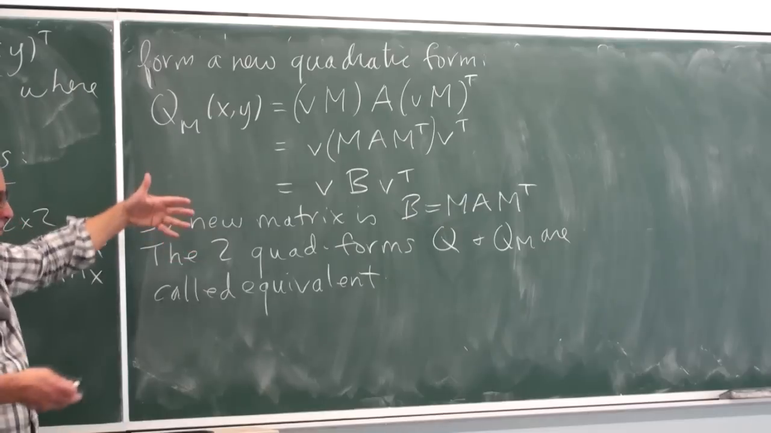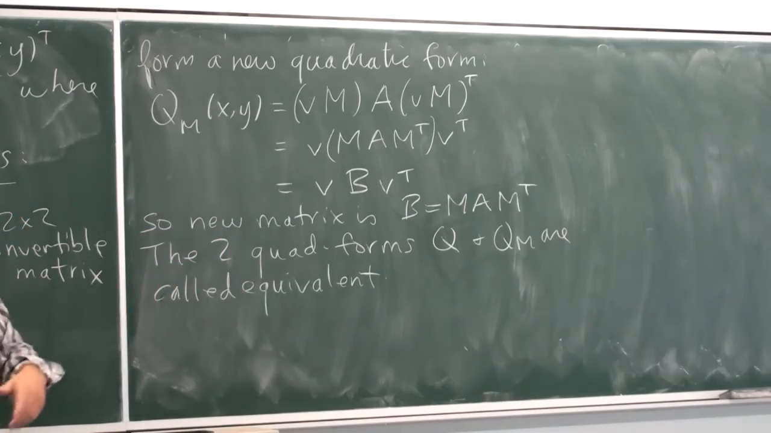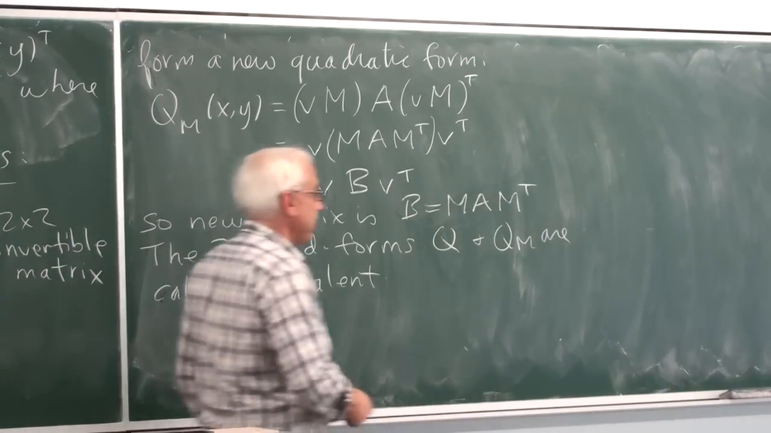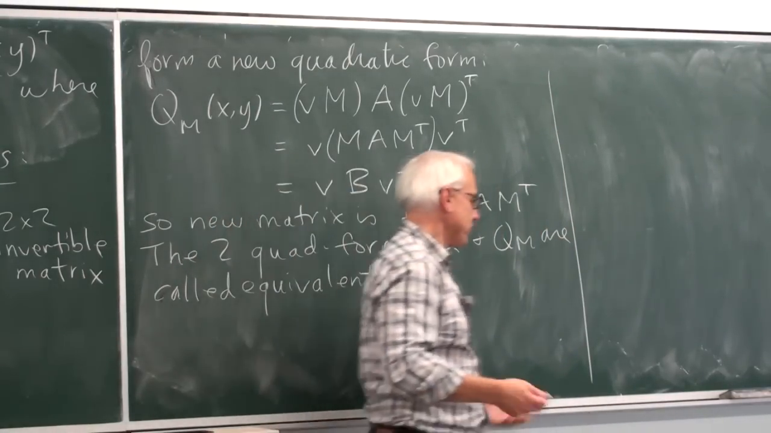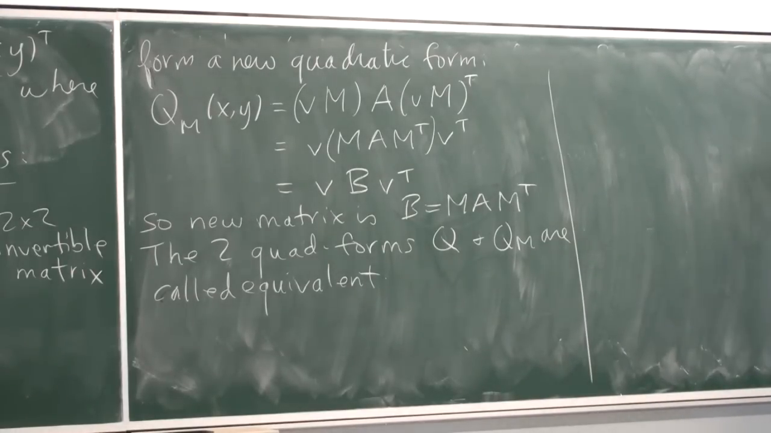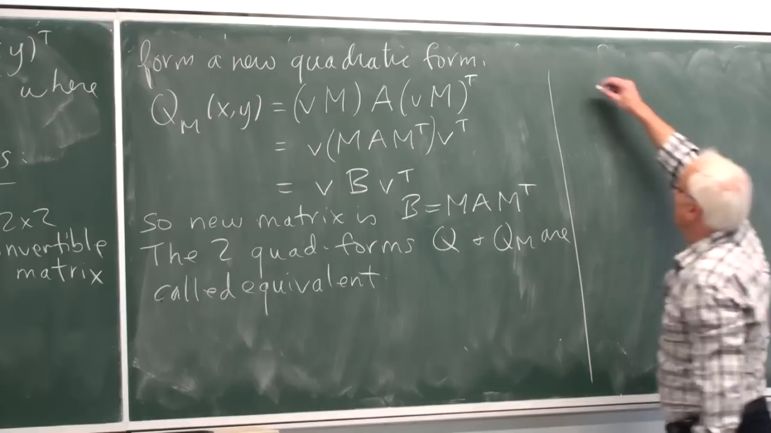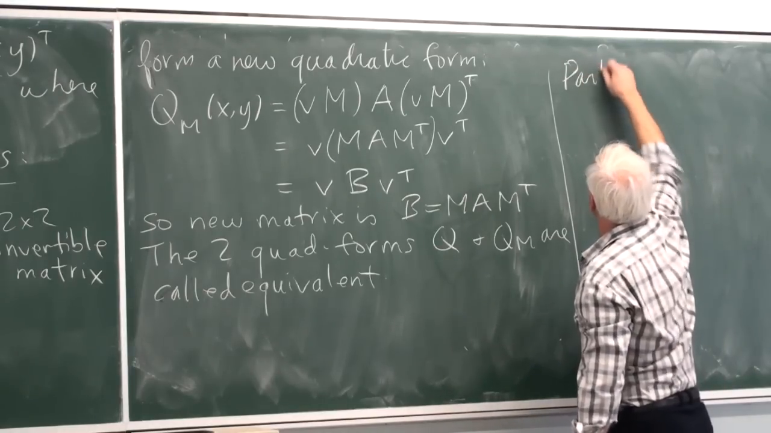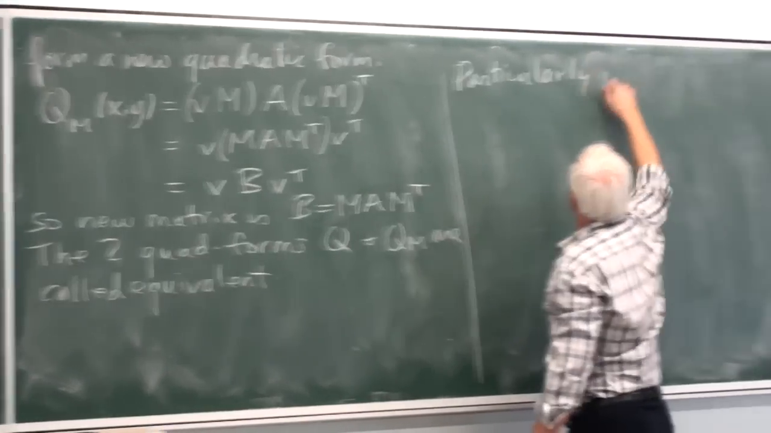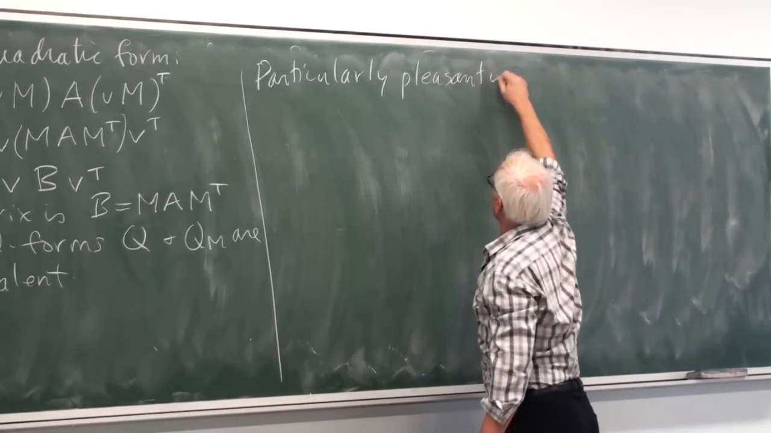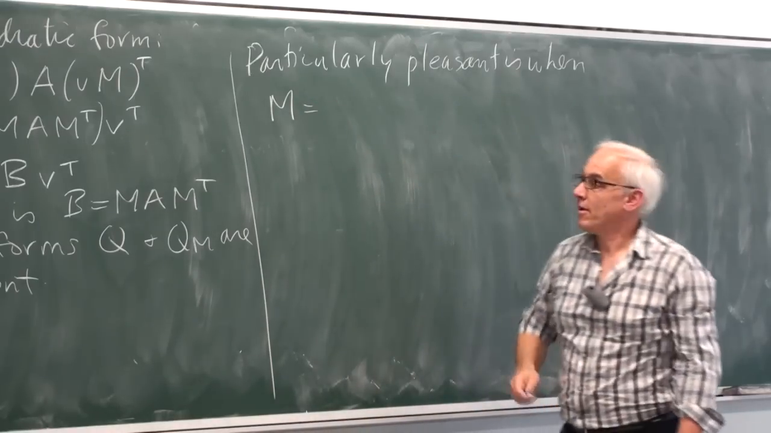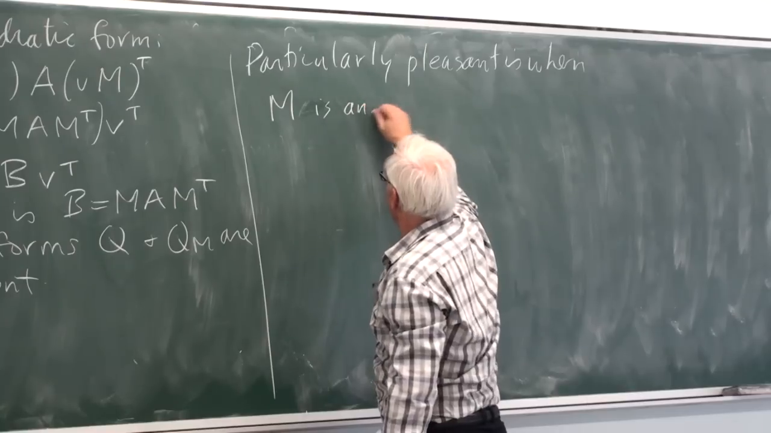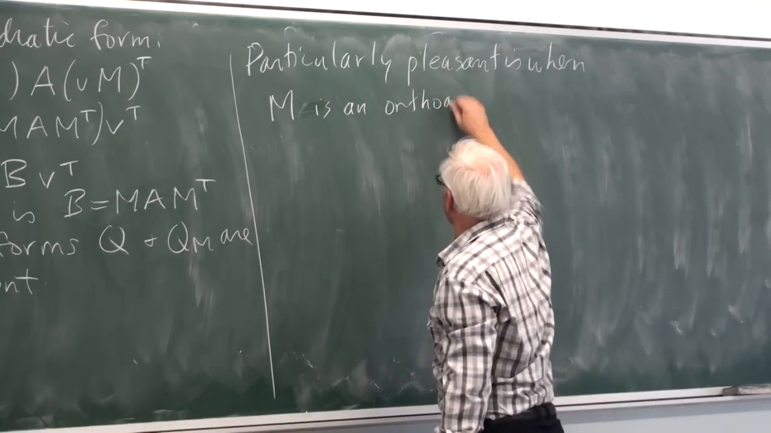All right, so this is a standard thing that we do in the theory of quadratic forms. In number theory, we change coordinates in this way. In geometry, we're particularly interested in certain geometrically pleasant transformations, which are represented by orthogonal matrices. So particularly pleasant is when this matrix M is itself an orthogonal matrix.